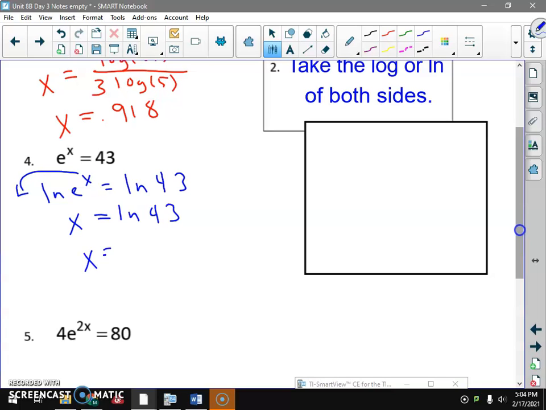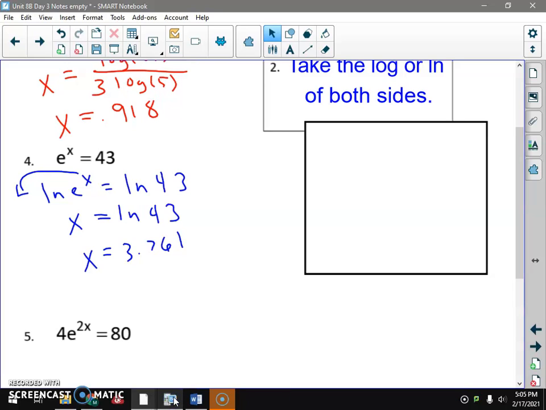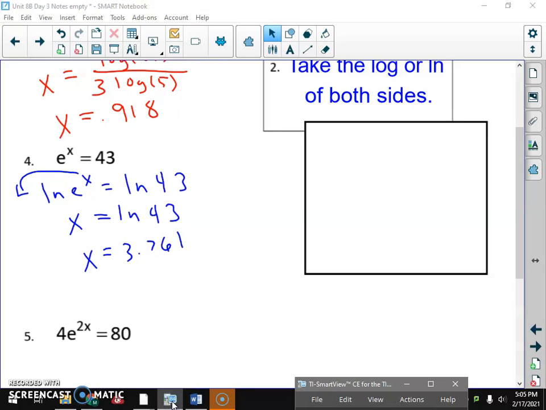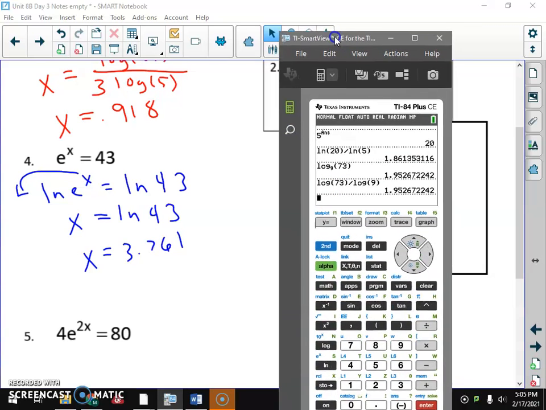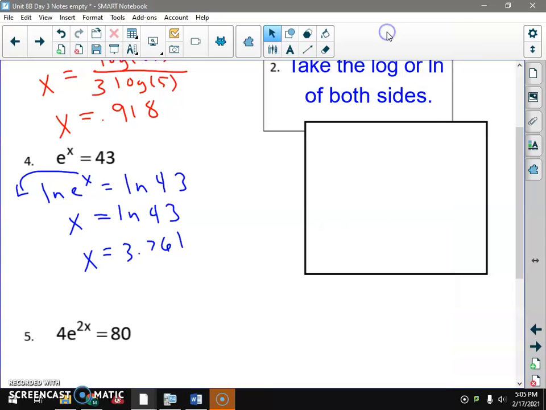Calculator tells me 3.761. Let me double check that. I did that on my calculator, but I want to make sure I get it right. Let me see where my calculator is. You know what? There it is. I was going to say, trust me, but you shouldn't trust me. ln of 43, 3.761, right on.